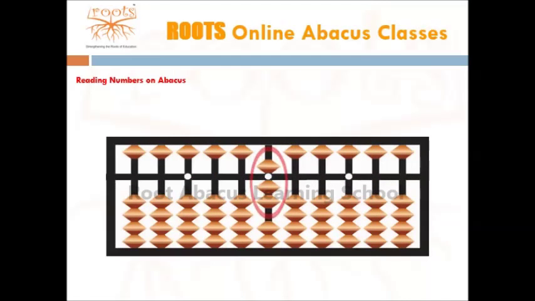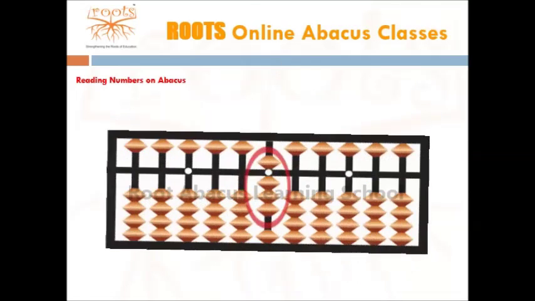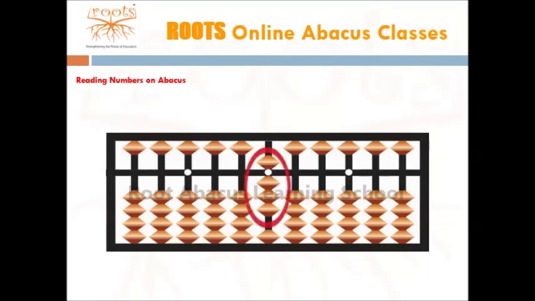Here we see that one bead of value 5 and two beads of value 1 each are touching the bar. It means the abacus is showing 5 plus 1 plus 1 which is equal to 7. Read the number again. Here, we see that one bead of value 5 and three beads of value 1 each are touching the bar. It means the abacus is showing 5 plus 1 plus 1 plus 1 which is equal to 8.